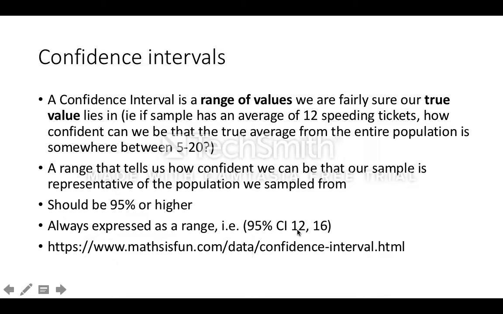So in other words, we're saying that we're 95% confident that the real, actual value in the entire population, not just within our sample, falls somewhere between 12 and 16. And if it falls somewhere between 12 and 16, we can feel confident that our sample represents the population well.